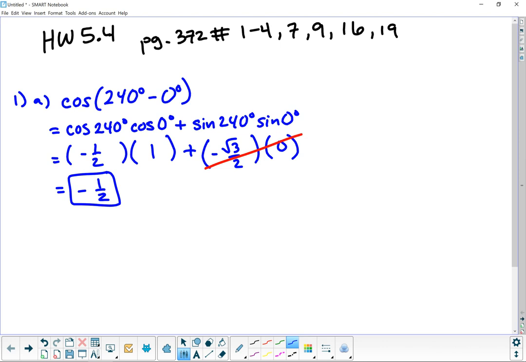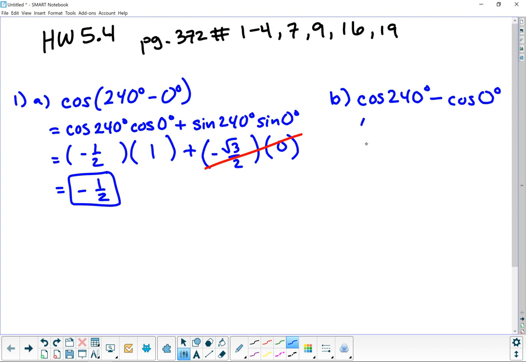Now, if you were not paying attention and you were thinking, I can just distribute the cosine, cosine 240 degrees distributed to cosine of 0 degrees, that is wrong, by the way. But if you were going to do that, that's what part B is going to look like, which will be wrong, but we still want to figure out if that works. You would end up with cosine 240 degrees minus cosine 0 degrees.